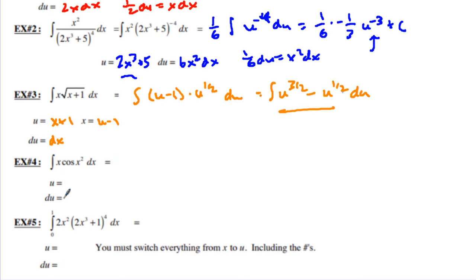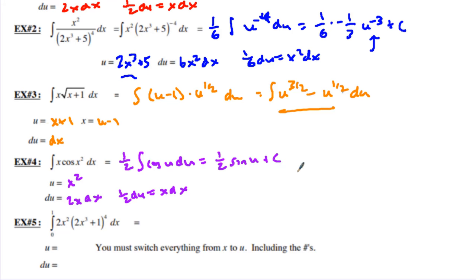Another example, what are we going to use for our u? We're going to use x squared, which means du is going to be 2x dx, and here we have 1/2 du is equal to x dx. We have our 1/2 of our integration, x dx is du. Cosine of u, what is the integral of cosine of u? It's going to be sine of u. So we have 1/2 sine of u plus c. We plug in the x squared again right there for the u.